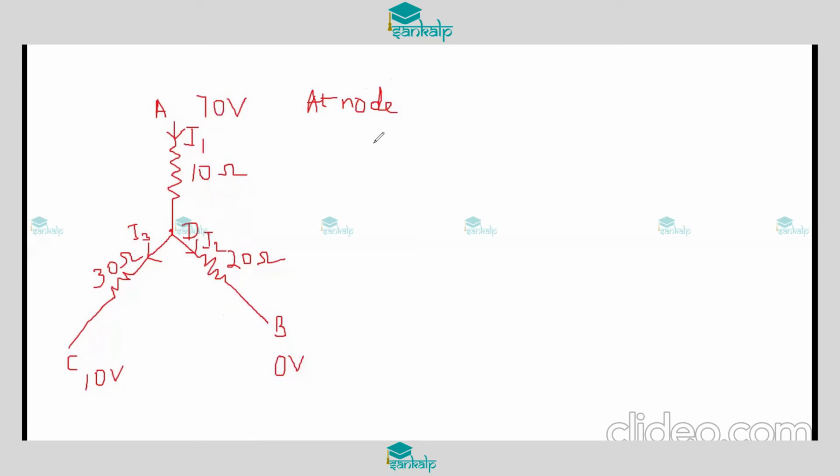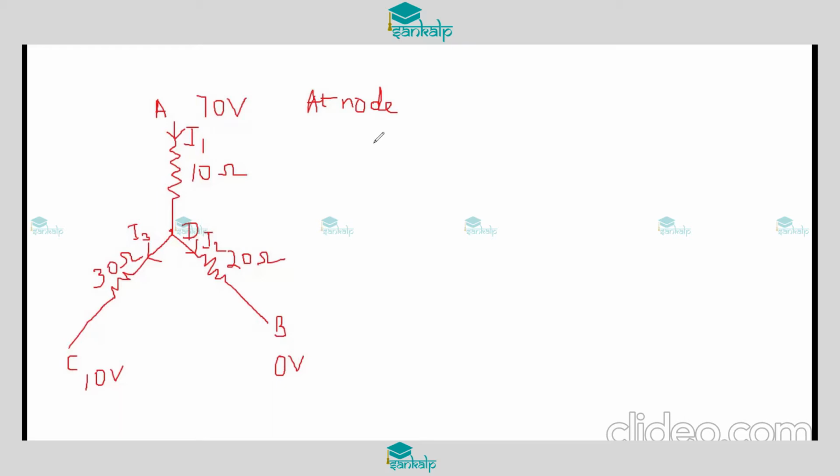Let's just see what KVL and KCL are. KVL is Kirchhoff's voltage law. The statement is: the algebraic sum of the IR products is equal to the algebraic sum of the EMFs. That is the statement for KVL. KCL is: the algebraic sum of the currents is equal to 0, or you can state it as the sum of currents entering the node is equal to the sum of the currents leaving the node. So these are the two statements. You can use any one.